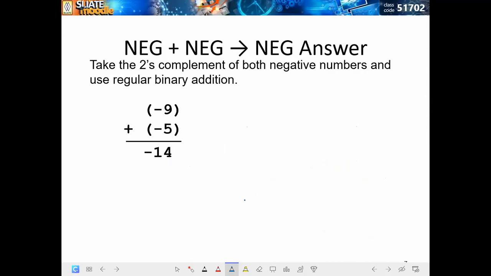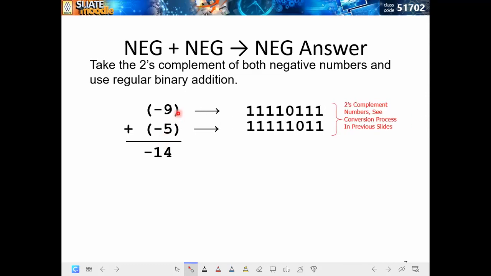Right, then we will see how we can add a negative number to a negative number. Then definitely you will get a negative answer. Take the 2's complement of both negative numbers and use regular binary addition. Why are we going to take the 2's complement for both numbers? Because both numbers are negative. Then, right, these are the 2's complement values of these numbers.